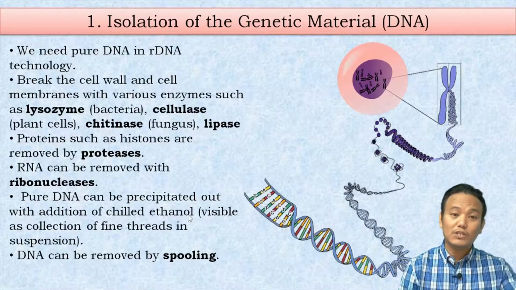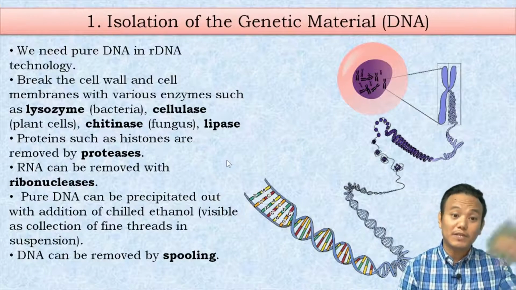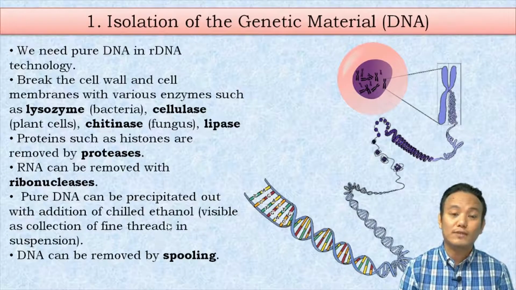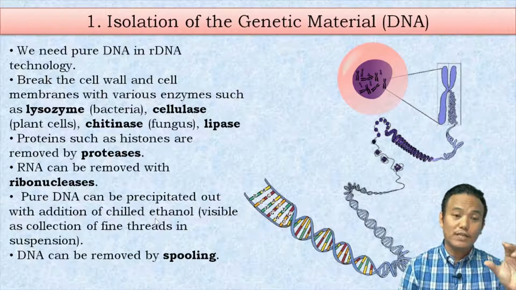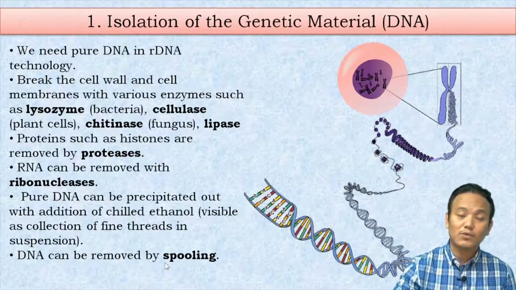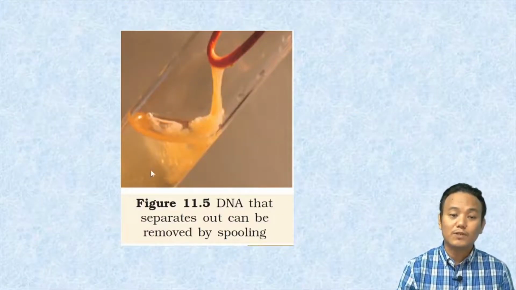When we add chilled ethanol to the reaction mixture, what will happen? The DNA molecule will precipitate out and it will become visible as a collection of fine threads inside the suspension. That fine thread DNA can be removed by a process called spooling, in which we insert a glass rod and pick it up. You can see it over here in your textbook. This process is called spooling.